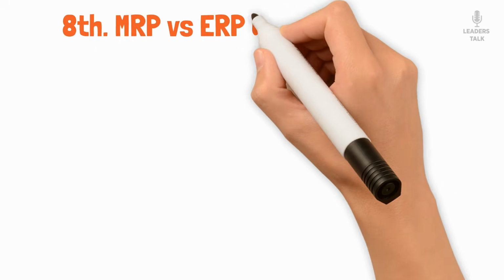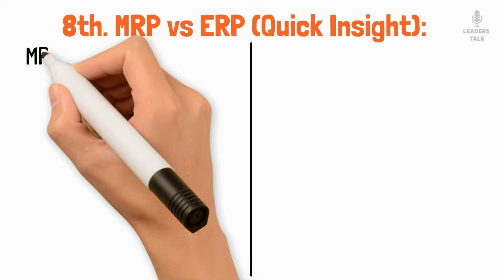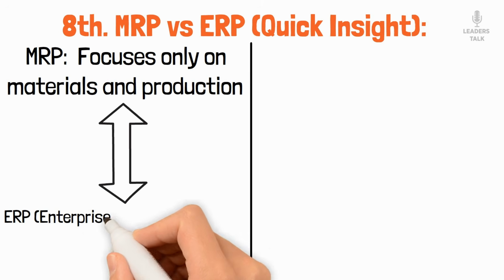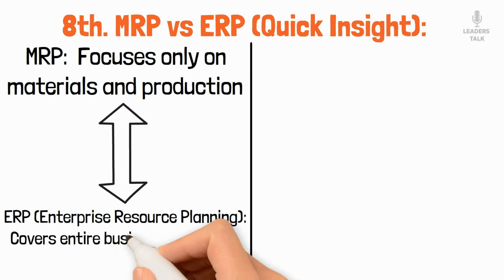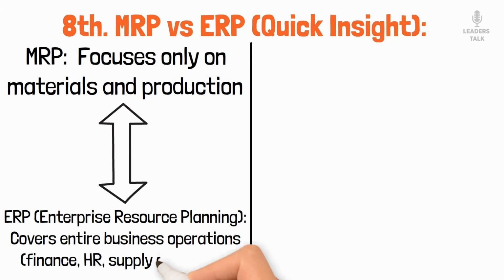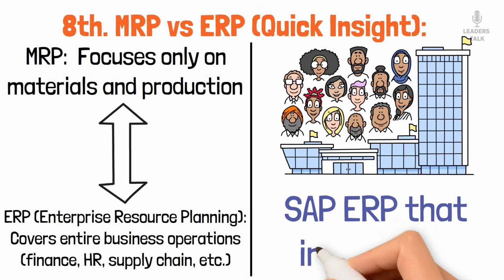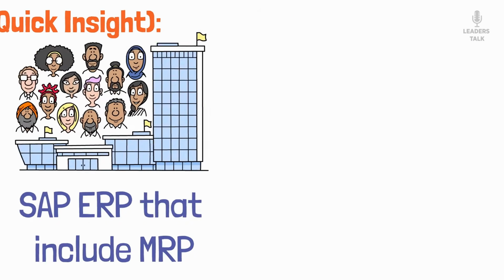Eighth, MRP versus ERP, quick insight. MRP focuses only on materials and production. ERP, enterprise resource planning, covers entire business operations: finance, HR, supply chain, etc. Many companies use systems like SAP ERP that include MRP as a part of a larger system.